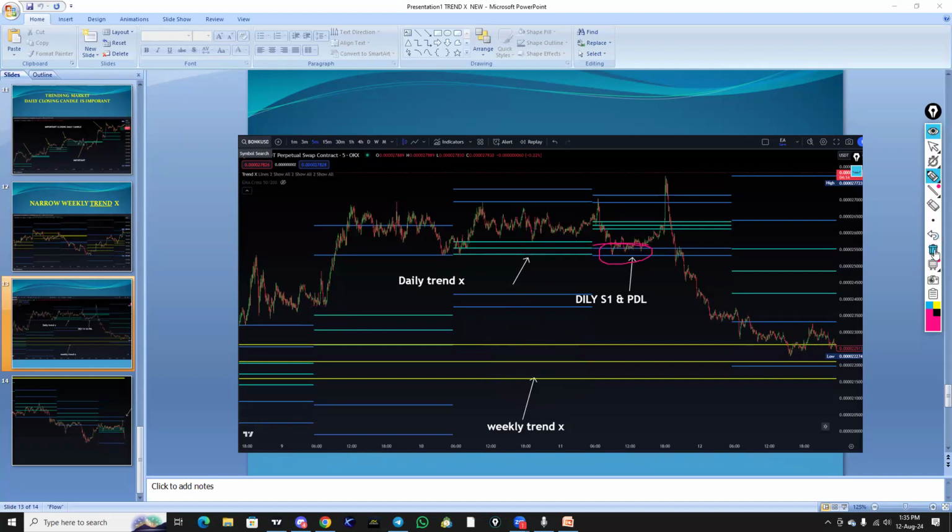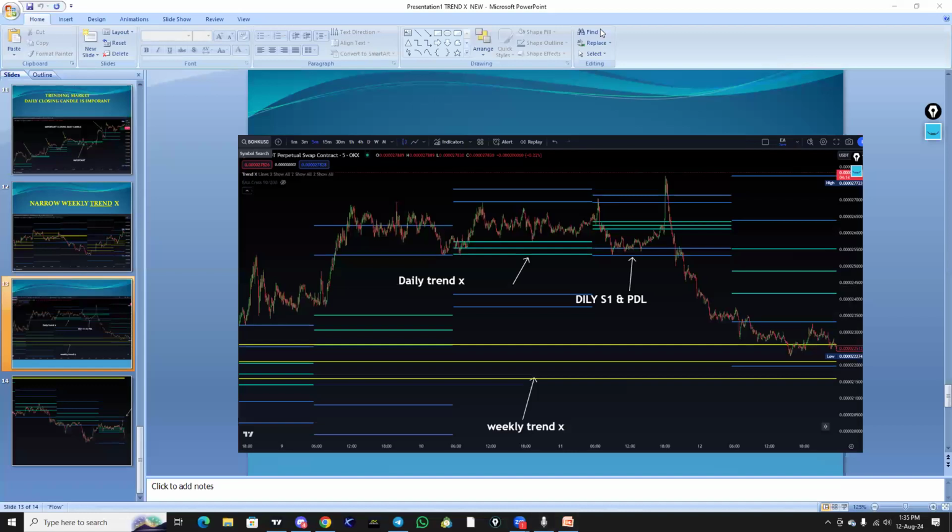And it should be a narrow Trendex. This is narrow, we can see very clearly, correct? So the distance between the previous day low and S1 is small. Correct, so here we are looking for long positions. Okay, I'll just come back to the candlestick now.